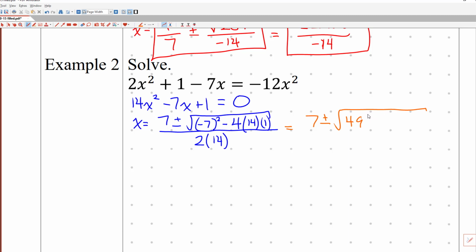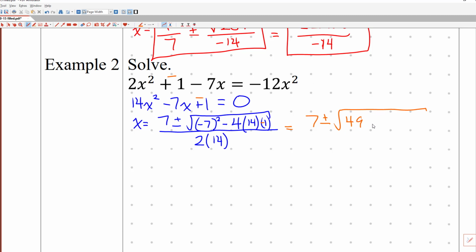How can I make this a good problem? What if I made this a negative one? That is now a negative one. Sorry for that, because otherwise I'll have no solution here. I think, because 4 times 14 is 54. Yeah, so 54 is bigger than 49. Dang it, I messed up.